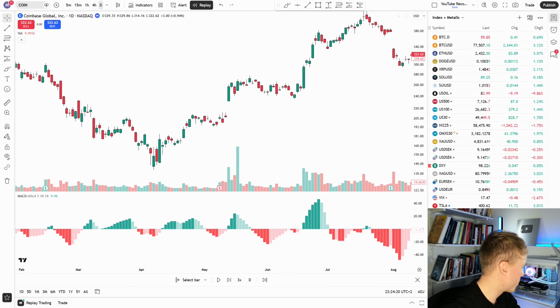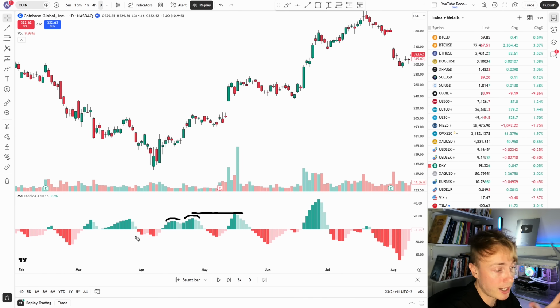So what I'm looking out for, and look closely here, is the momentum histogram. Remember, it measures momentum, so it measures the speed and velocity of price. And to find a good impulse, a good rule of thumb is that you want the histogram to be larger compared to the previous histogram. This is a super simple rule that you can apply.